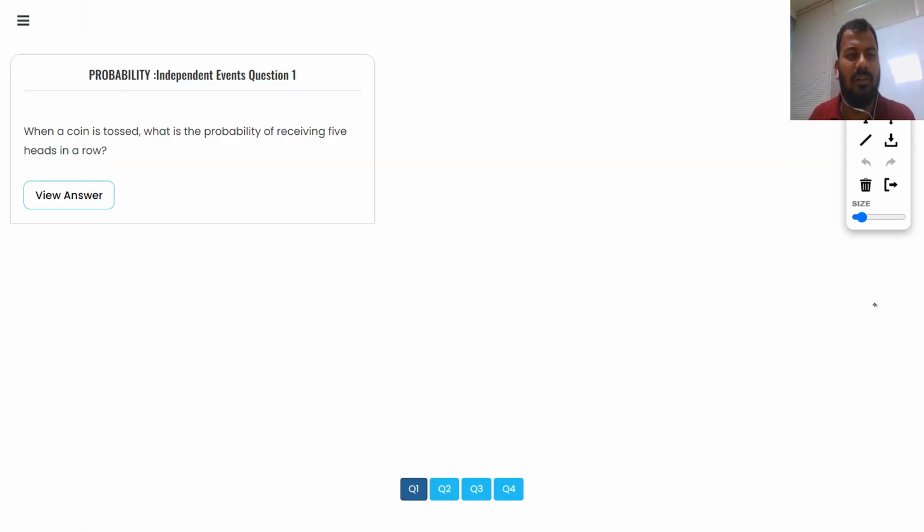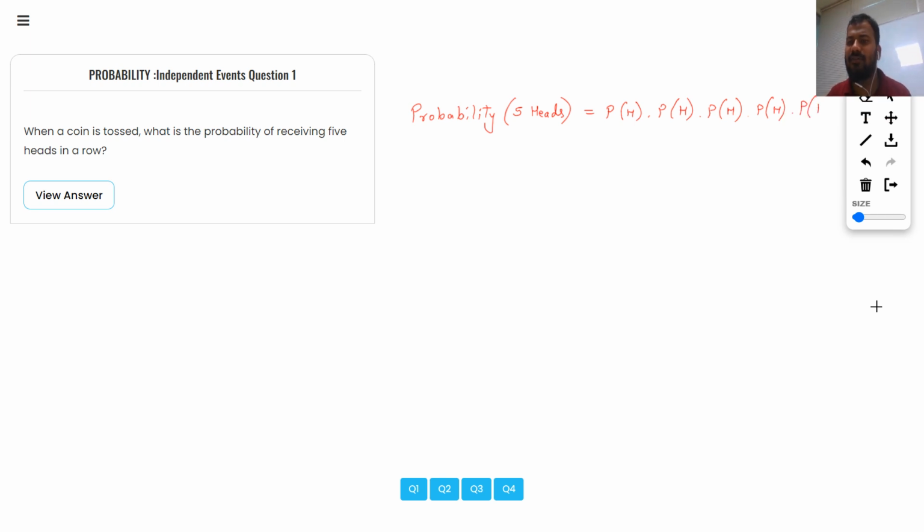Now let's look into the first question. When a coin is tossed, what is the probability of receiving 5 heads in a row? I've already told you it is an independent event because one tossing is not depending on the other tossing. So they're asking about the probability of getting all 5 heads in a row. It means the probability of the first being head times the probability of the second being head times the third, the fourth, and the fifth also being head.